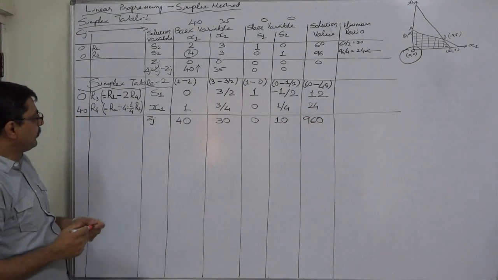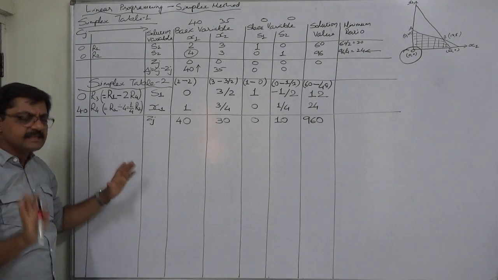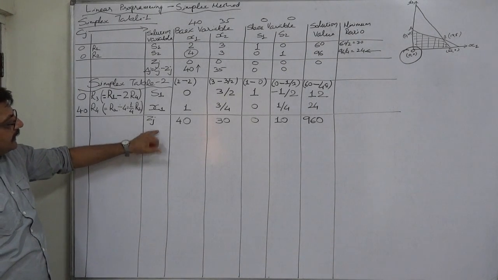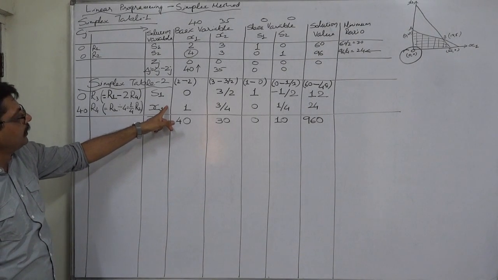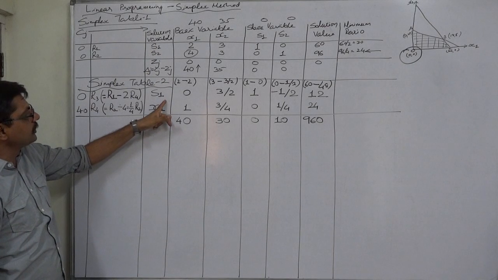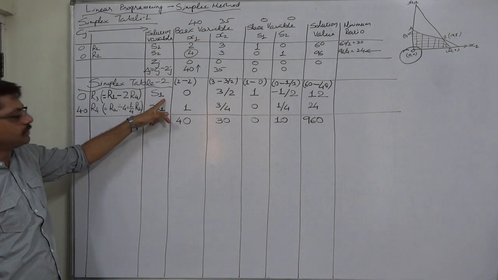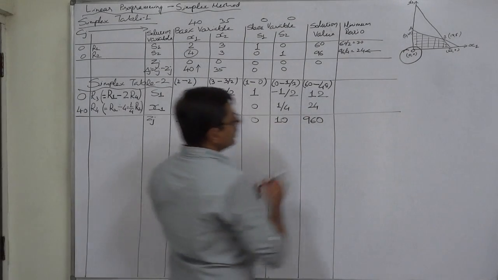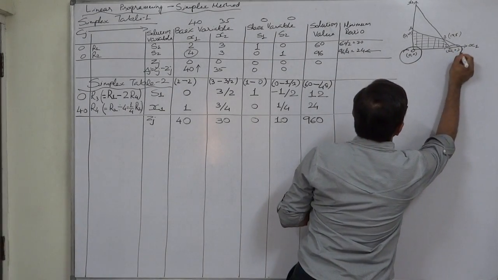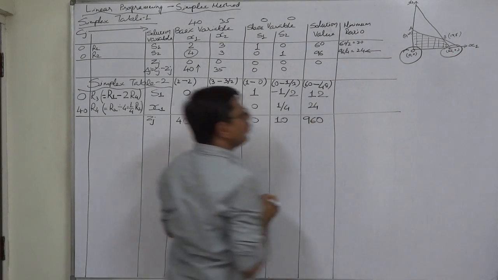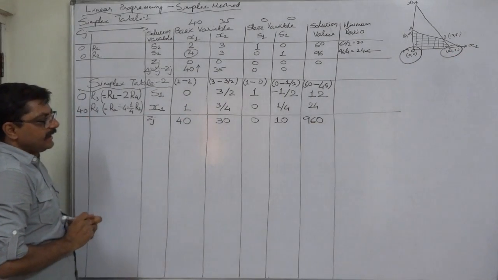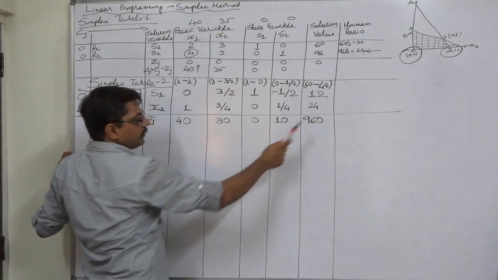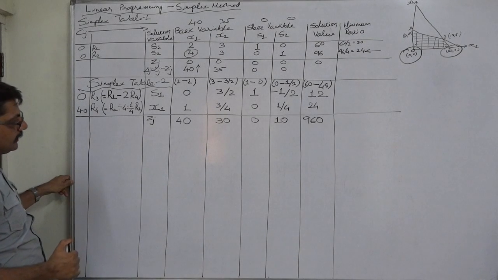Now see what happens. If this is believed to be the final solution, what is the solution? X1 is 24. No X2 in the column of solution variable. That means X2 takes value 0. X1 equals 24, X2 takes value 0. That means this table shows point C, corner point C of our graph. And if this is the final solution, the Z function takes value 960.